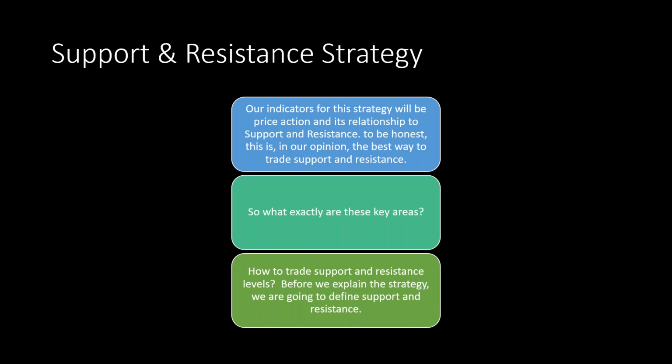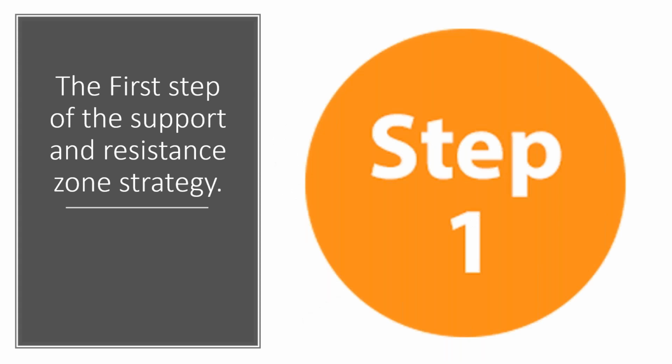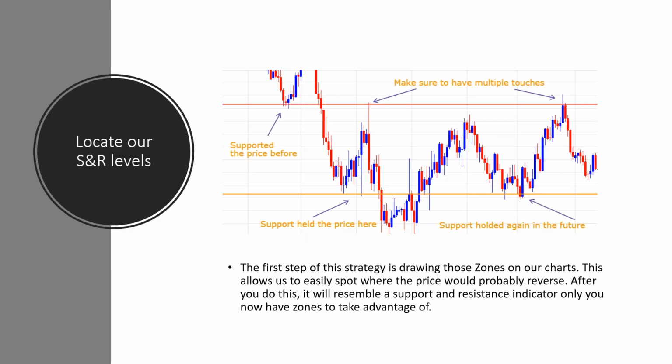Our indicators for this strategy will be price action and its relationship to support and resistance. To be honest, this is, in my opinion, or our opinion, the best way to trade support and resistance. Now, so what exactly are the key areas? How to trade support and resistance levels? Before we explain the strategy, we're going to define support and resistance, which we just did. So let's go on with our strategy. Step one. The first step of our strategy is drawing these zones on our charts.